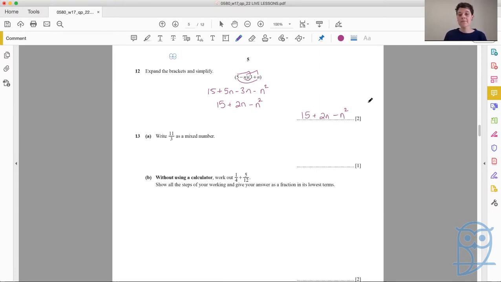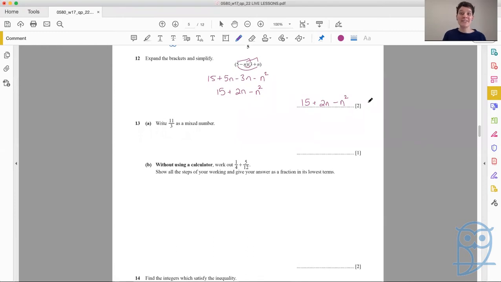So the next one, back to fractions again. Okay, they like to jumble all the topics up when they do these papers. Write 11 over 3 as a mixed number. Okay, it's an improper fraction, it's top heavy.